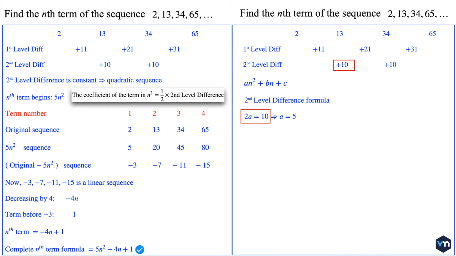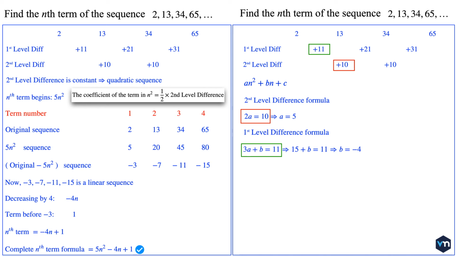And the first level difference formula, 3a plus b, is equal to the first entry in the first level difference row, which is 11. Now we know that a equals 5, so substituting we see that 15 plus b equals 11, and therefore b equals minus 4.